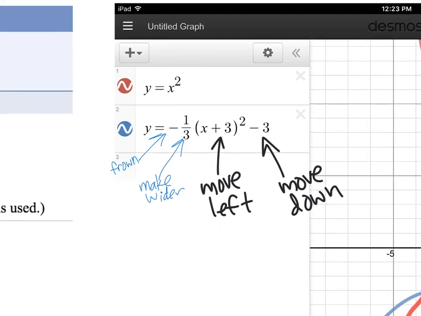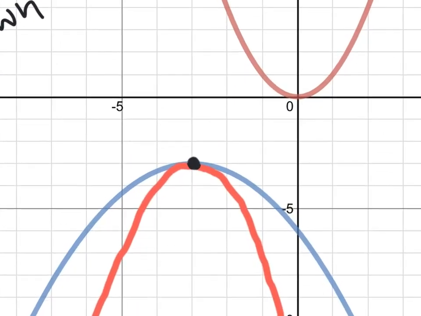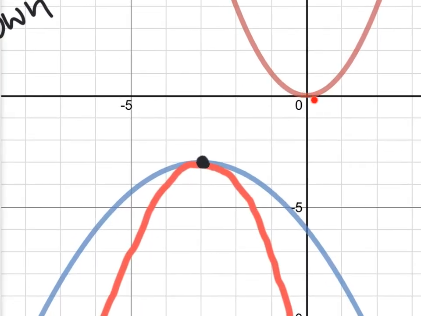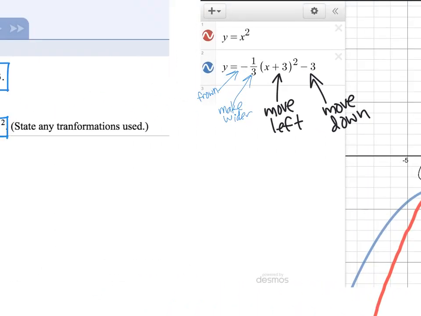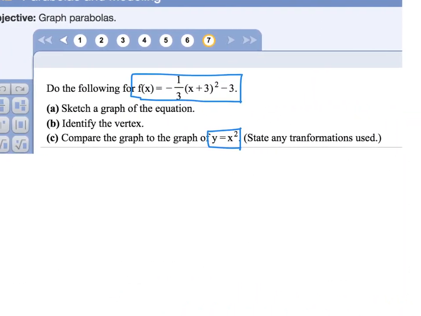All right, and so we also need to know what our vertex is. Well, it used to be 0, 0, but it got moved 3 to the left and 3 down. So the vertex is now -3, -3. It's been that way on the last few problems. All right, and that wraps up this video.